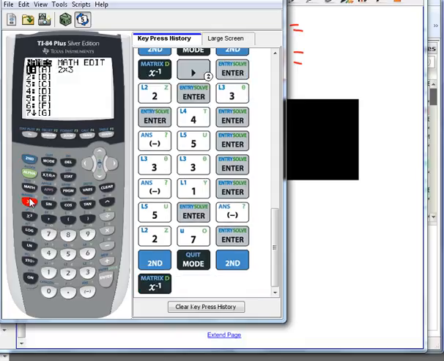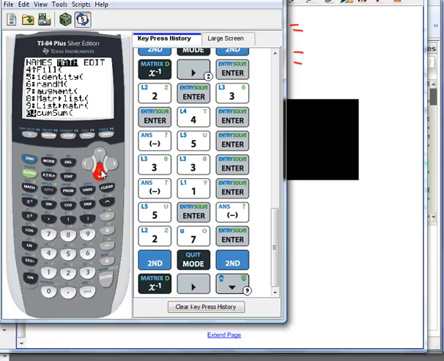You go over to math. So you only go over once now to math. And we're going to scroll down until we find RREF, because that's reduced row echelon form. And I think it's B on this one. I don't know if it's B on all of yours. So RREF. And to click it or choose it, you just say enter.